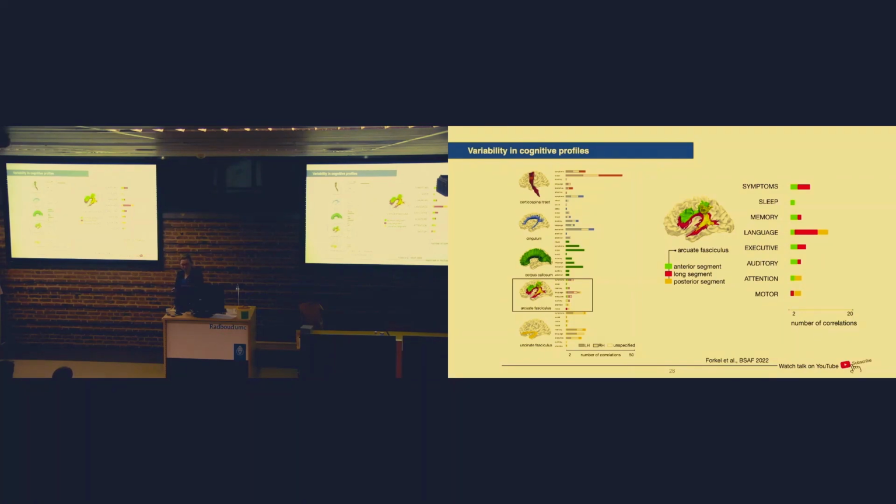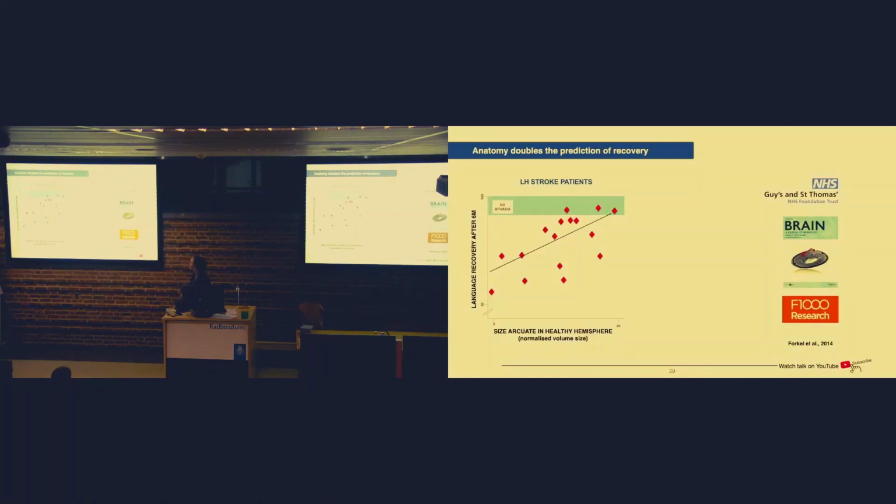Now, bringing it back to the patient, the question is, does it matter? We could just have variability in anatomy and variability in cognition, and it's fine, we're just different. But the question is, does it actually matter that we are different? So what we did here is a stroke study where I recruited patients in the acute stage.